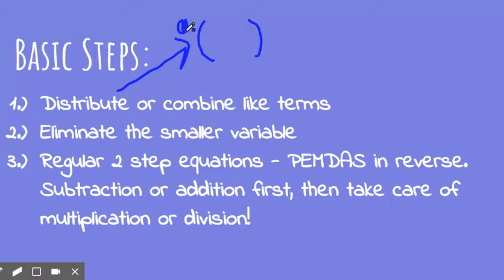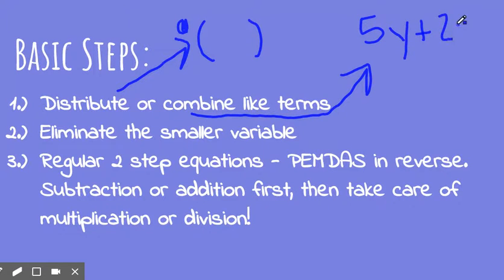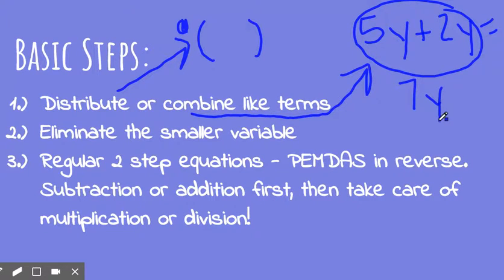Combining like terms is like if you have, I don't know, 5y plus 2y equals blah, blah, blah. That 5y plus 2y, you can combine them to make 7y. That would be combining your like terms.